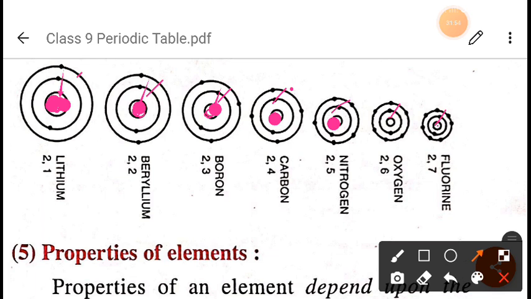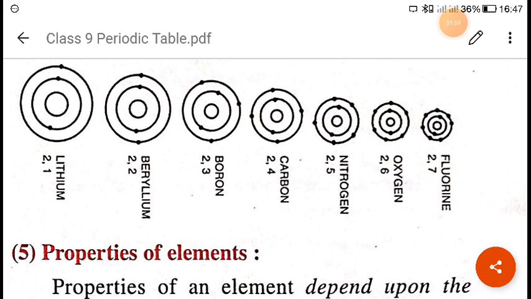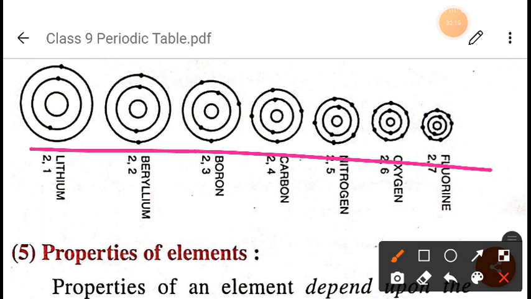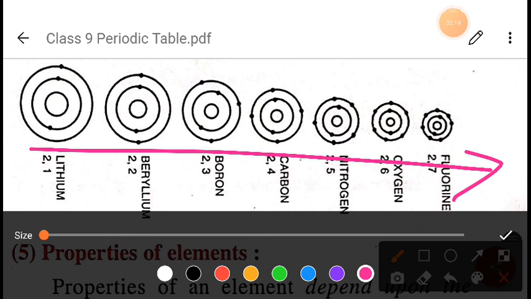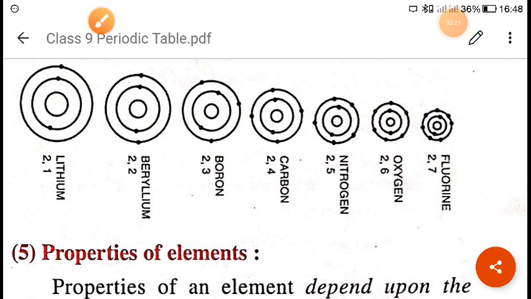So as the nuclear charge is increasing, what will happen? The nucleus will pull the electrons toward itself. Since it is pulling the outermost shell electrons towards itself, what will happen? The size of the atom will shrink, right? Or we can say that the size of the atom will decrease, as we are moving from left to right in a period, right? So I hope you have understood this, right?